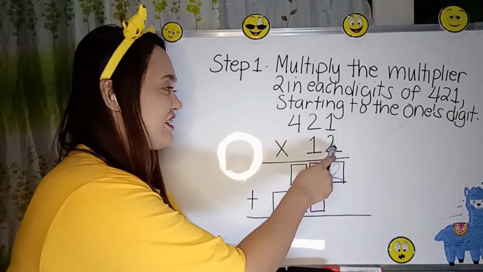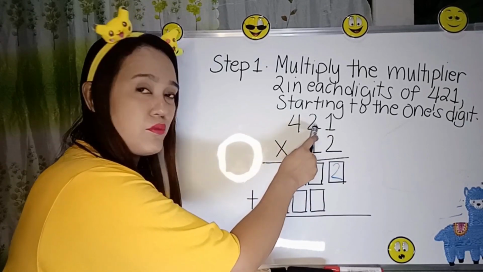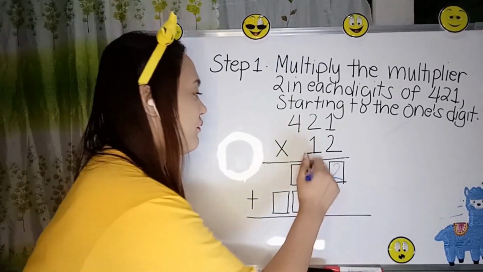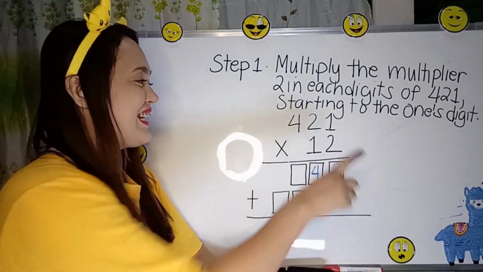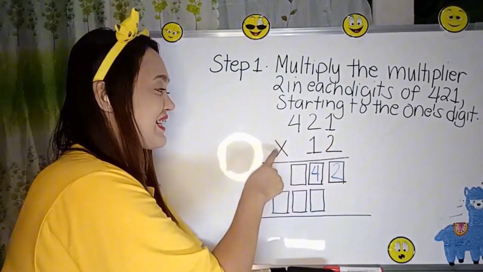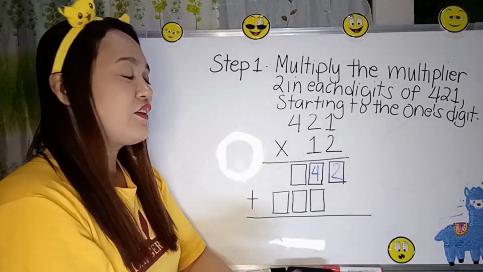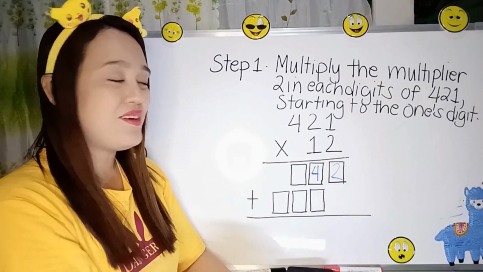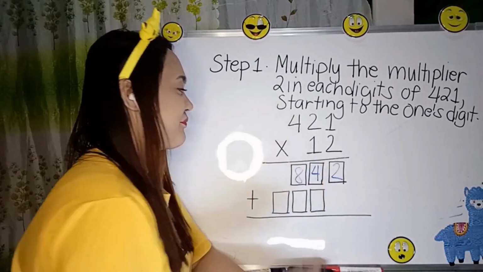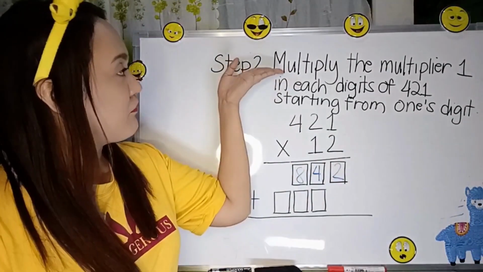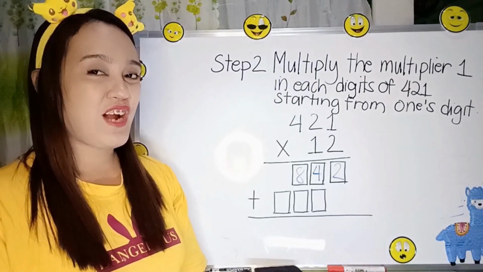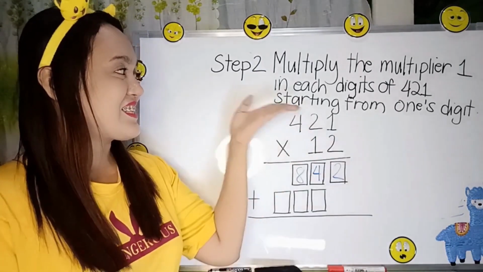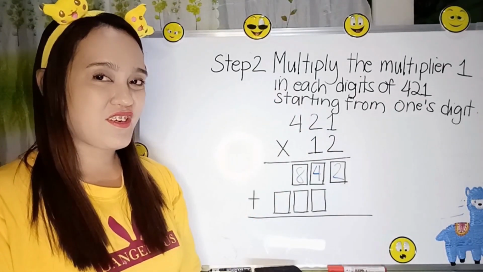Next is 2 times 2 is equal to 4. Next is 2 times 4. 2 times 4 is equal to 8. Step 2. Multiply the multiplier 1 in each digit of 421, starting from the ones digit.